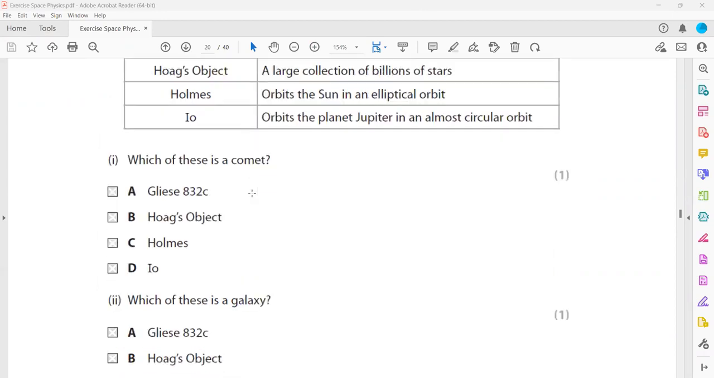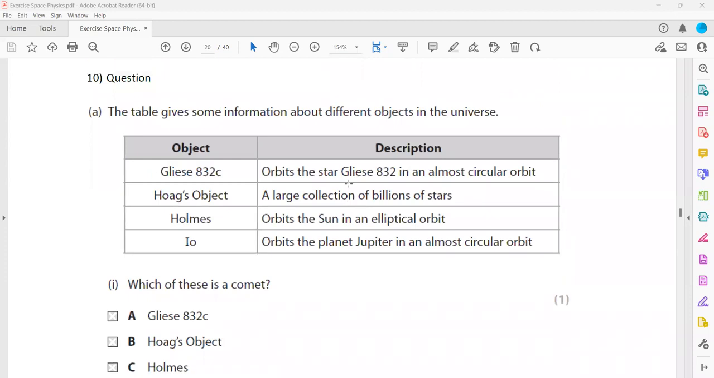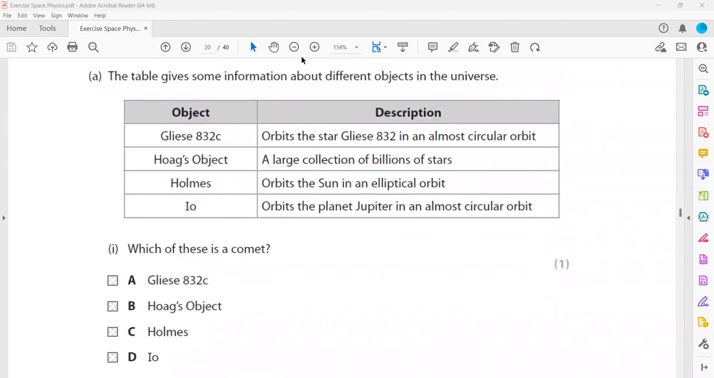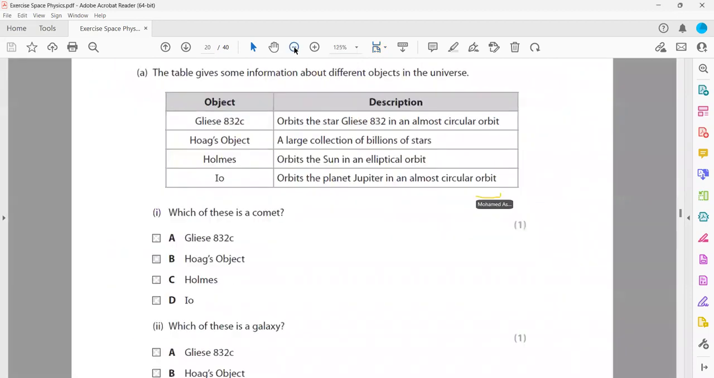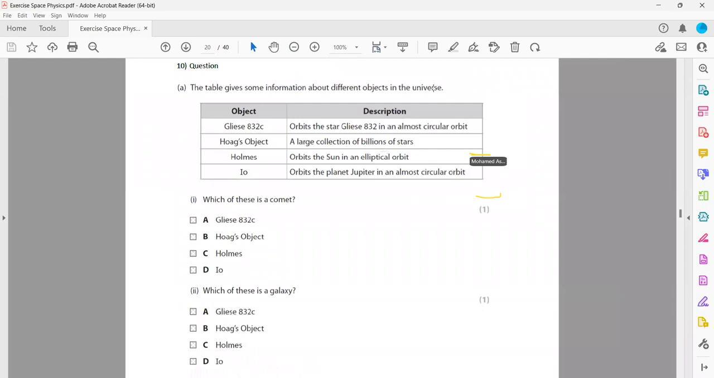Then the next, which of these is a galaxy? You can use the screen annotation. A large collection of billions of stars, that's good. Because billions of stars collectively form a galaxy. And for the first one, because they asked which is a comet, from the elliptical path you work out that this should be a comet.